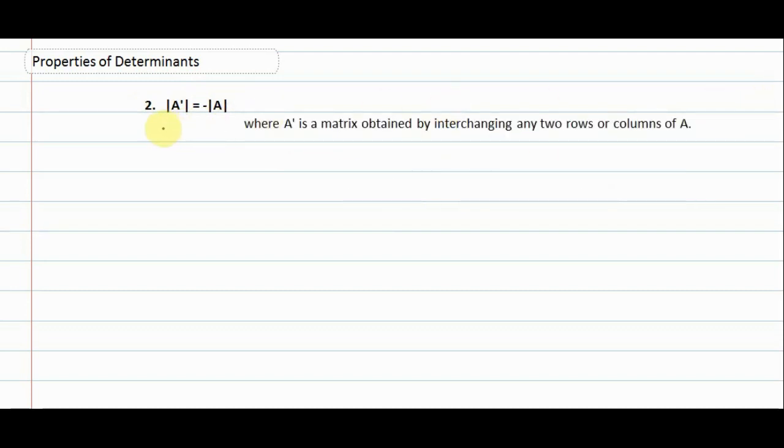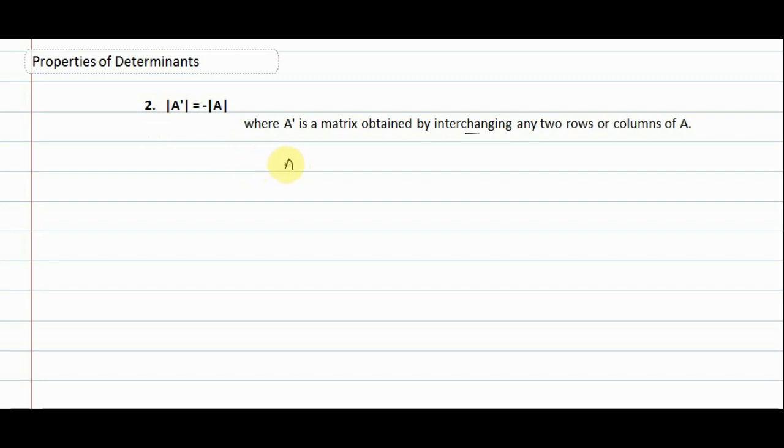Property number 2 of determinants says that determinant of A prime will be equal to minus of determinant of A. Here A prime is a matrix obtained by interchanging any two rows or any two columns of A. So the new matrix A prime will have a determinant value which is equal to minus of determinant of the actual matrix. That is what property number 2 says. Let's prove this using an example.